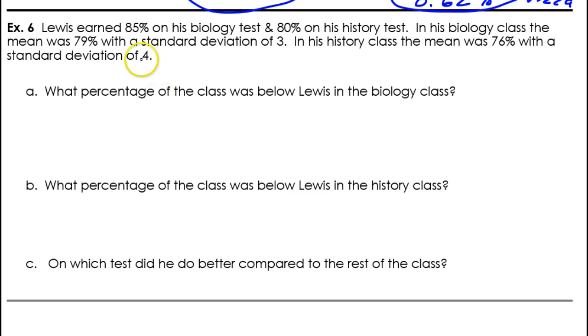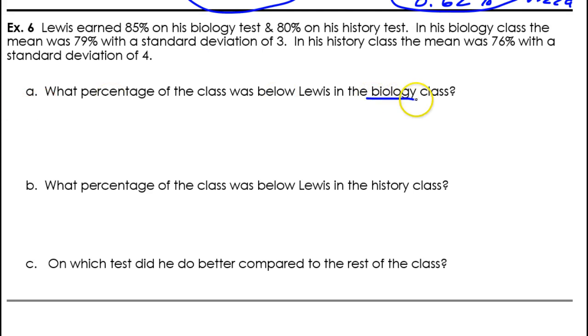Okay, Lewis earned 85% on his biology test and 80% on his history test. In his biology class, the mean was 79, standard deviation 3. History class, the mean was 76, standard deviation 4. What percentage of the class was below Lewis in biology class?